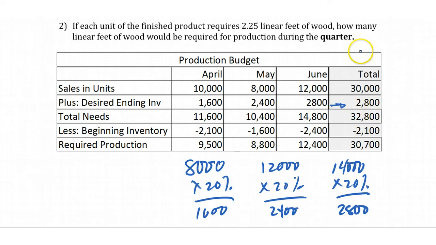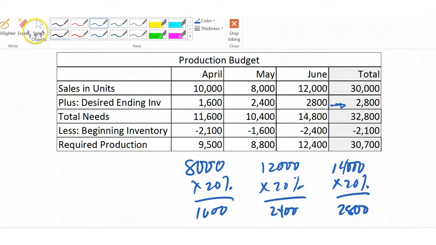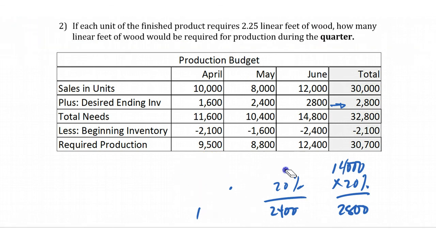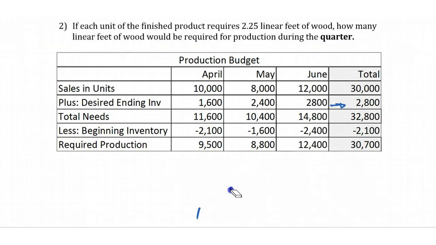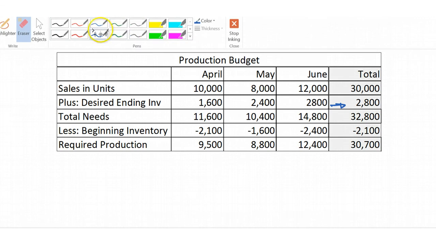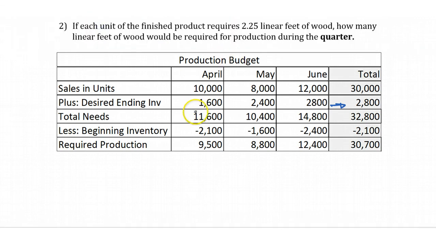All right, so we add those together. 10,000 and 1,600 is 11,600, right? So we add these up, and that's our total needs.